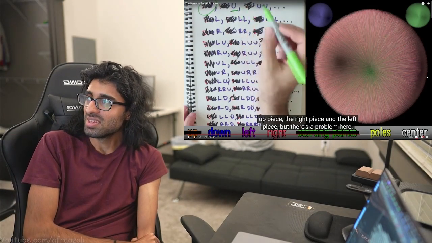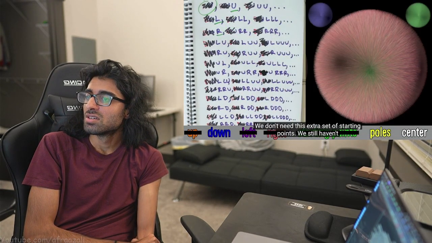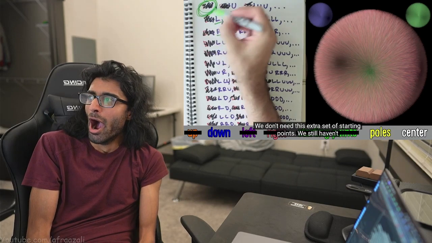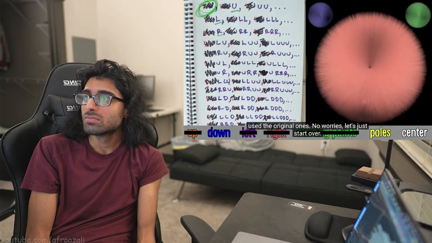Higher up piece, the right piece, and the left piece, but there's a problem here. We don't need this extra set of starting points. We still haven't used the original ones. No worries, let's just start over.